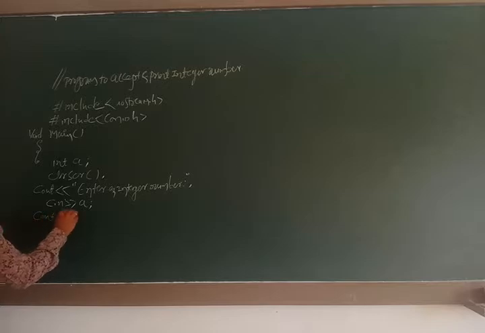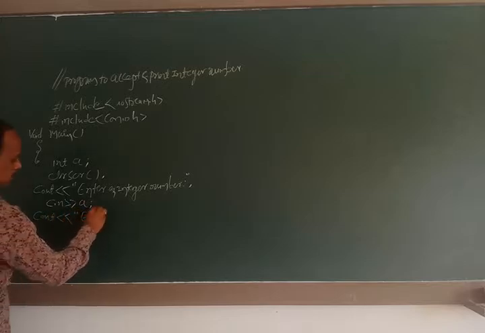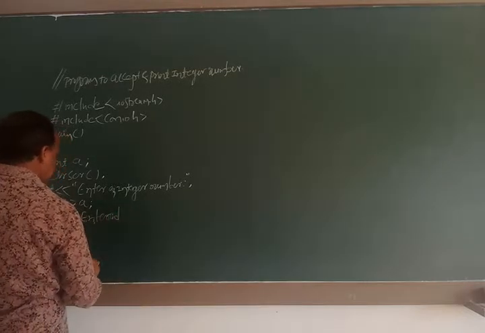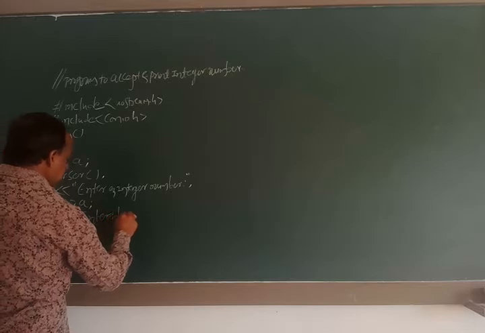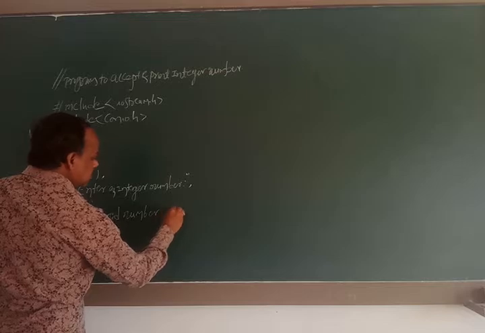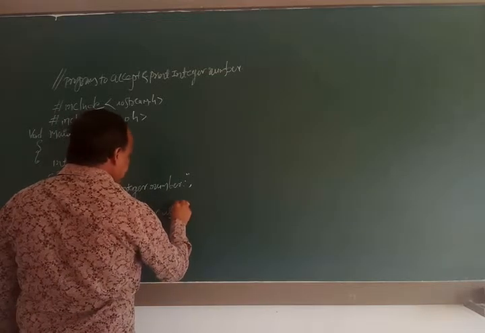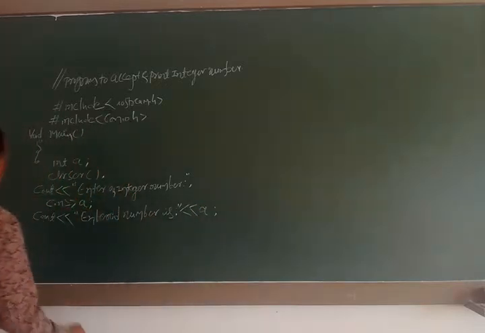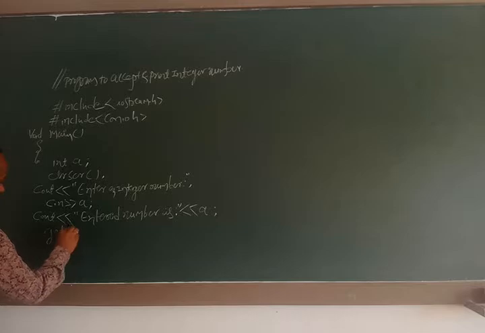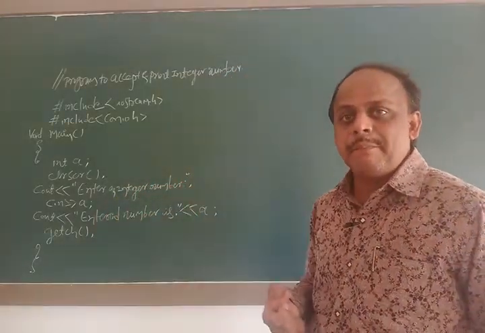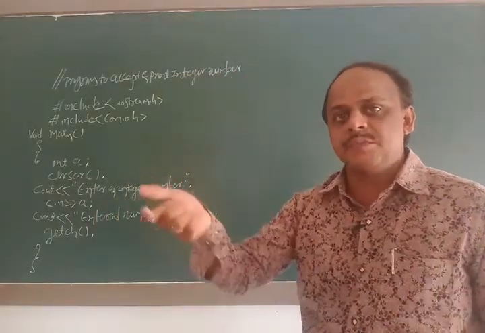cout "Entered number is" a. getch, close. See here, our aim is to accept an integer number and display it, right?